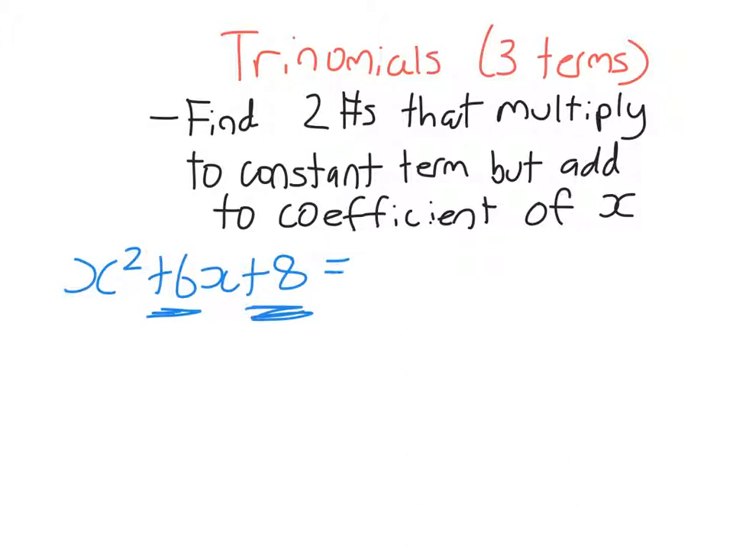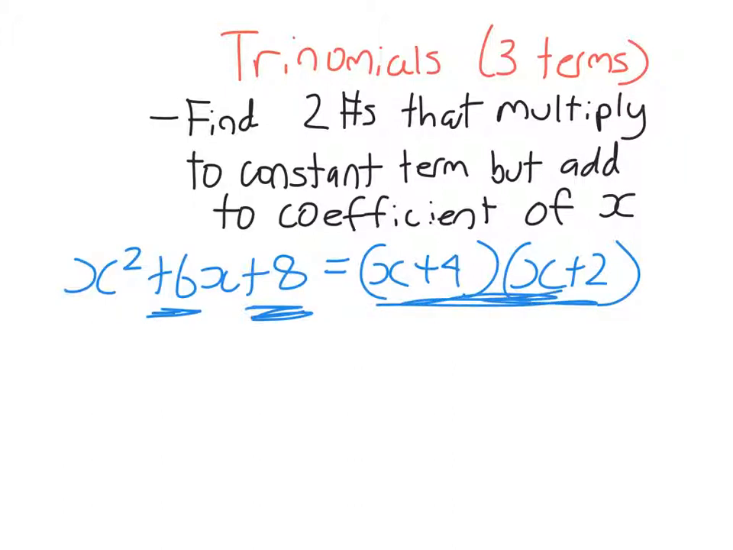So what you do, your answer is always going to have two brackets, x's in each, and you write those two numbers that multiply to the constant term and add to the coefficient of x. So they were positive 4 and positive 2. We're actually done. Now, if I expand this using FOIL, I will get that. Let's look at another example.